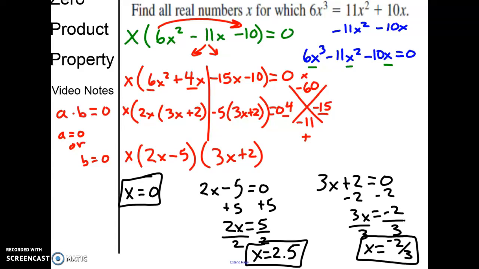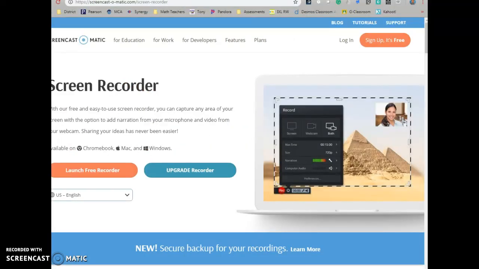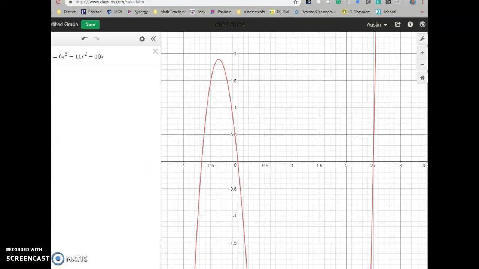I do want to go through and show you the graph. What we found there were basically our x-intercepts. If we go here, sure enough we have negative 0.6 repeating, which is the same thing as negative 2/3. We have 0, and then we have 2.5, which were the 3 solutions that we found algebraically.